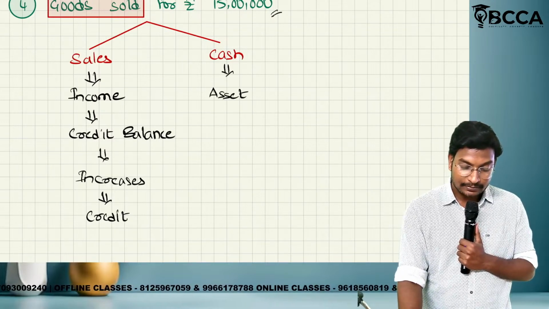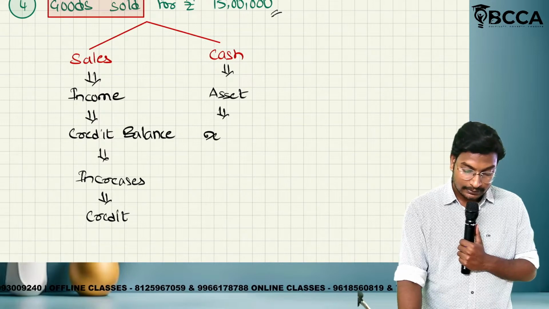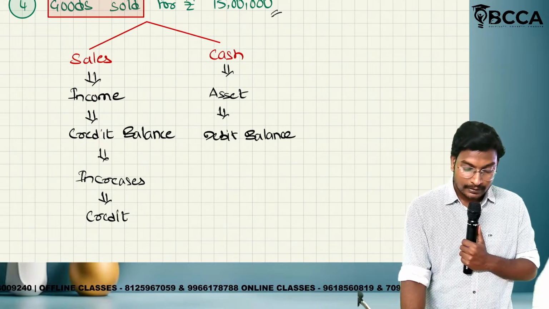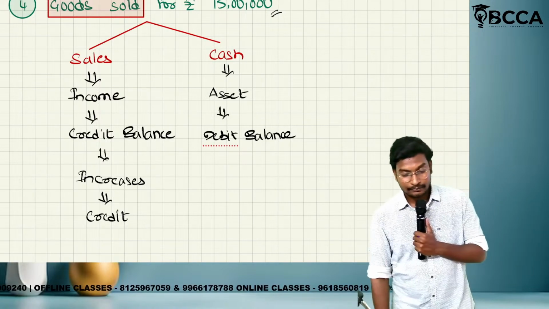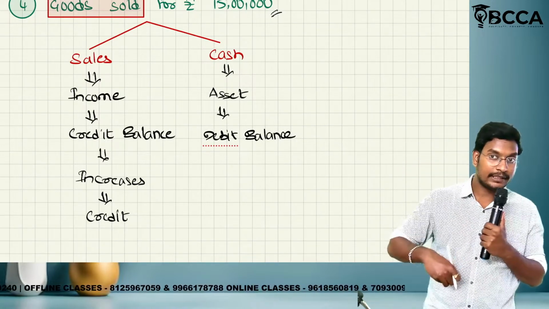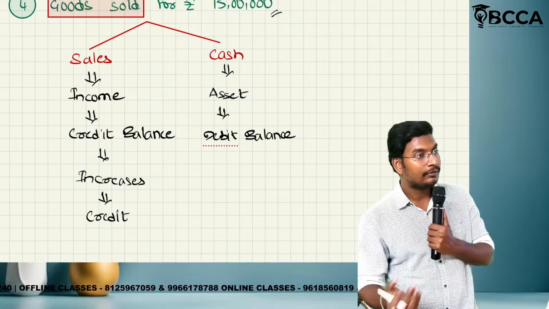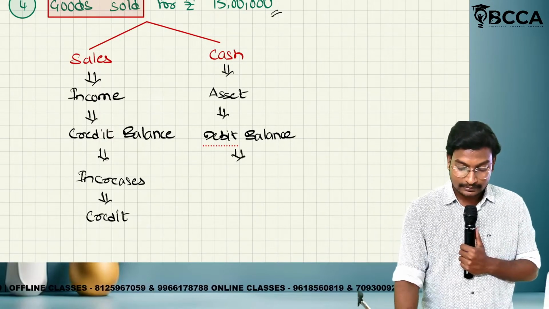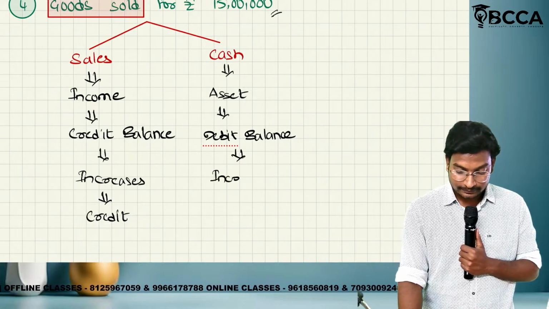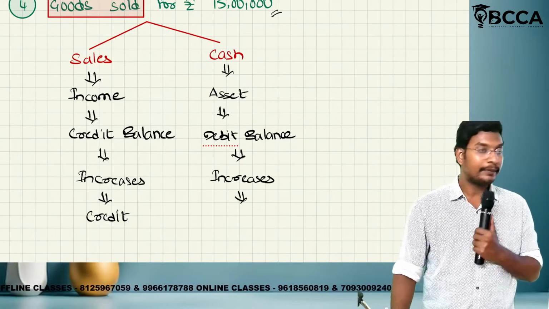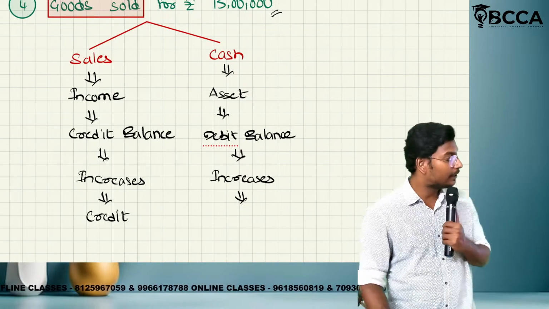Asset is having which balance? Debit balance. Asset is having what, ma? Debit balance. Now, we made the sales, meaning we are receiving the cash or we are paying the cash? We are receiving the cash. So the cash balance increases. Increases. So what we have to do? Debit balance increases means we have to do the debit.